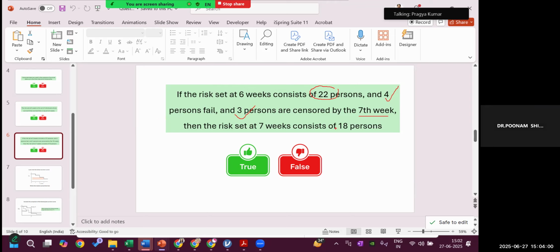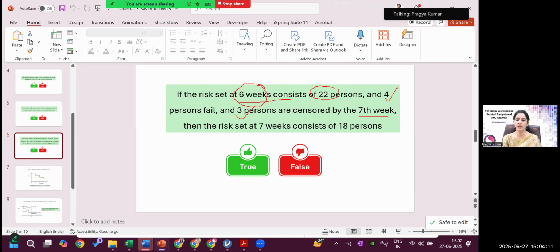Yes, ma'am. Actually, I assumed 4 per 6 week while reading. Okay, in this question, he has not given any information about the 6 weeks. If he had given that at 6 weeks the risk set was 22, but there were 3 censored and 1 failed, then we could have deducted that number from the risk set at 7. Since we don't have that information, we will assume that the risk set is the same, because it is the 22 people who survived at least up till 7 or more than 7. So that's how we define risk set.